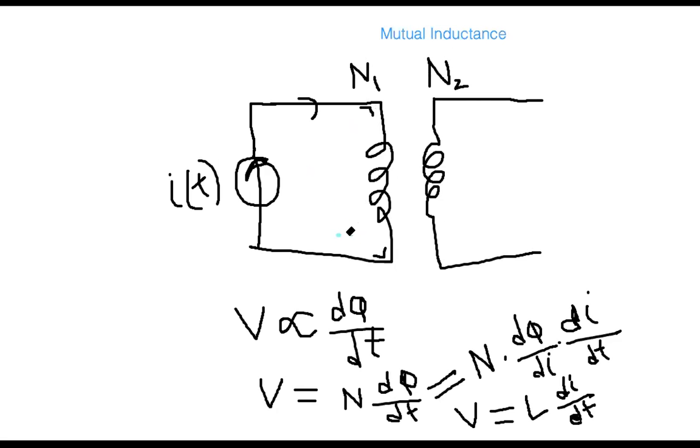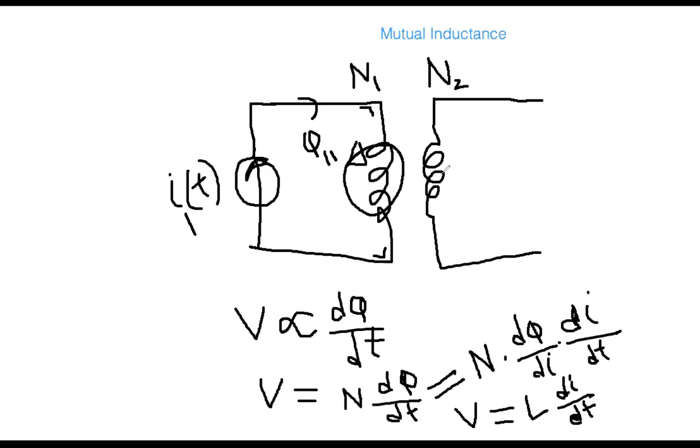You see that I am applying current only on this coil. I am not applying any current on this coil. So then what will happen? I gave the name i1(t), so I apply current i1(t). It has N1 number of turns. It will cause some flux, definitely. So I will call this one phi 1,1.